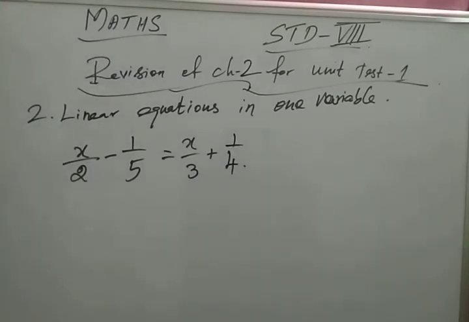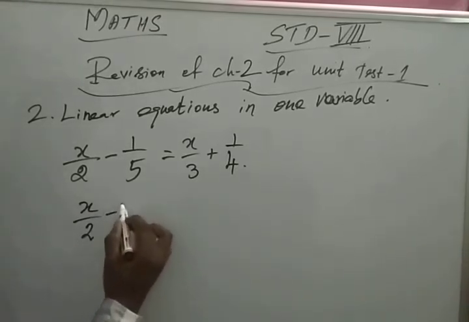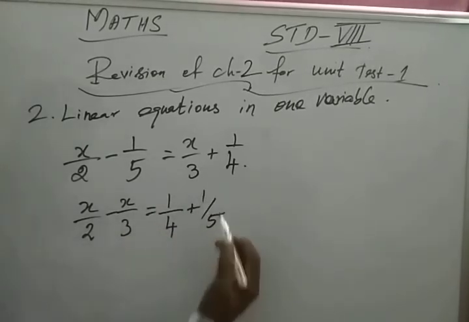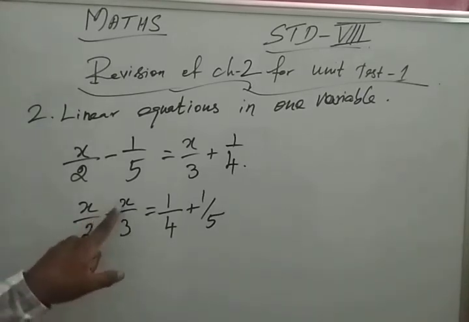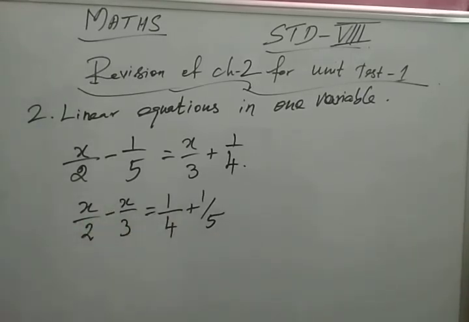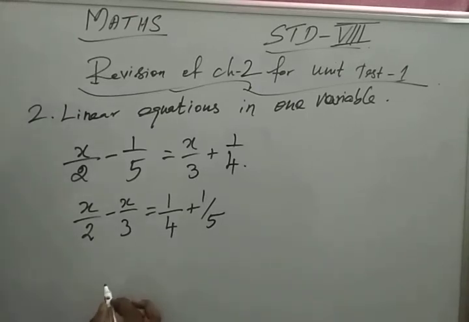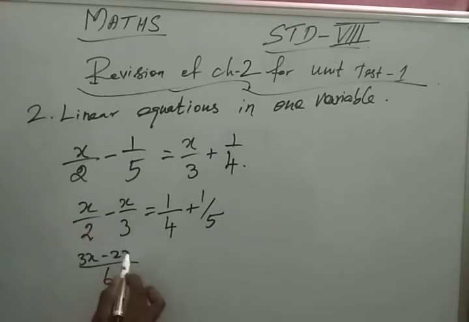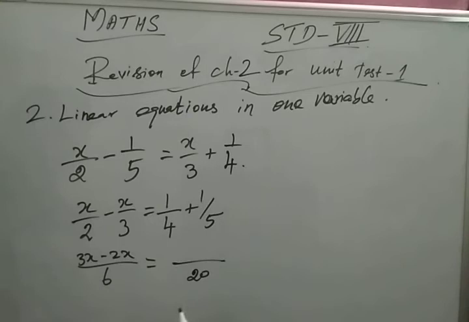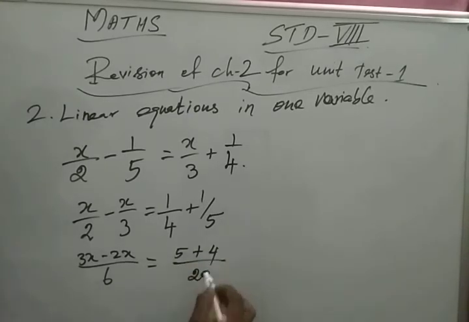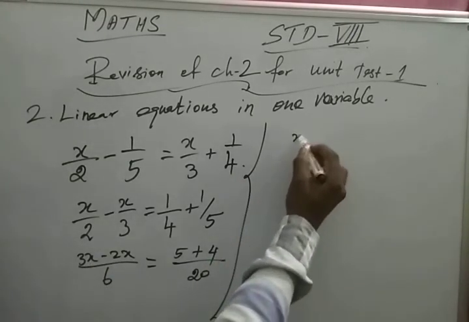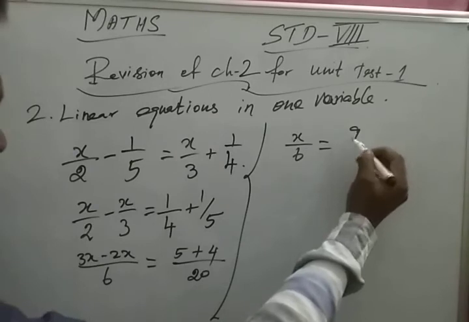We can do one thing. First we will take the variable to one side and the numbers to the other side. So x by 2 minus x by 3 is equal to 1 by 4 plus 1 by 5. Now here subtraction is there, here addition is there, so we have to check whether the denominators are the same. They are not the same, so we take 6 as the LCM, then 3x minus 2x, and here 20 as the LCM, then 5 plus 4 is equal to 9. So x by 6 is equal to 9 by 20.